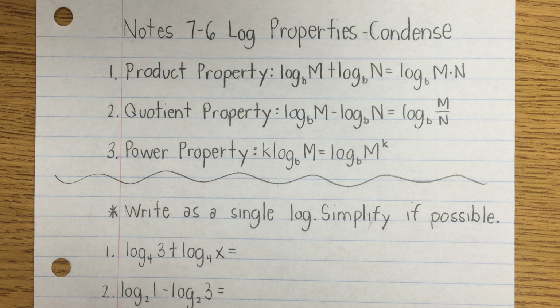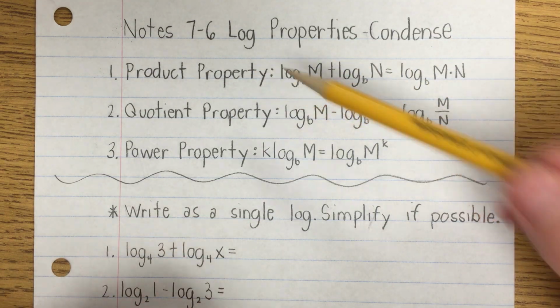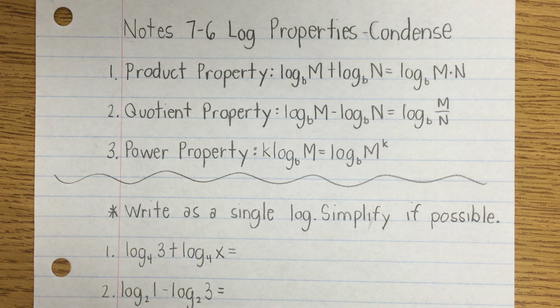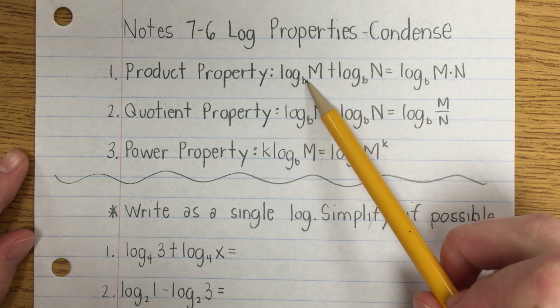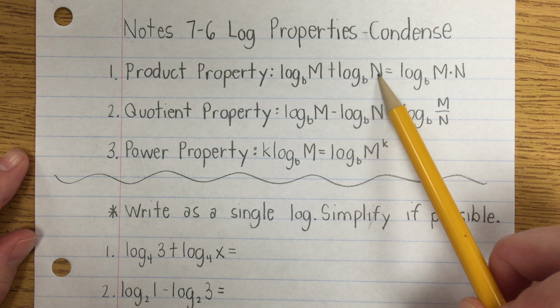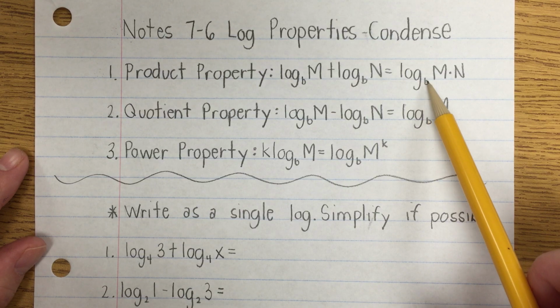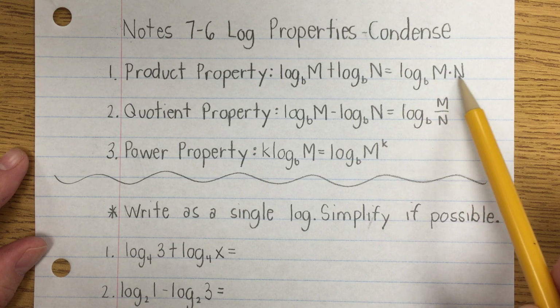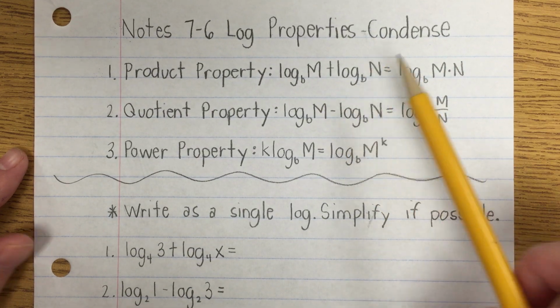Let's look at note 7.6, log properties, and now we're going to condense. So using the product property backwards, we see that if you have log base b of m plus log base b of n, you can condense that to log base b of m times n. Now the bases have to be the same.